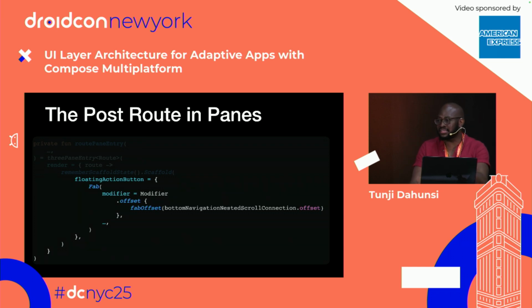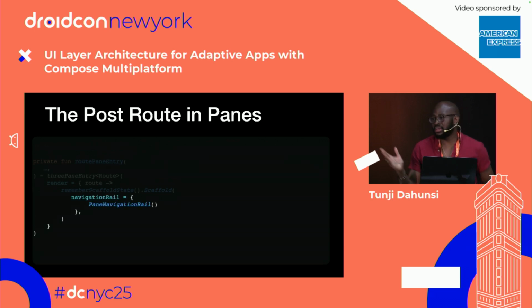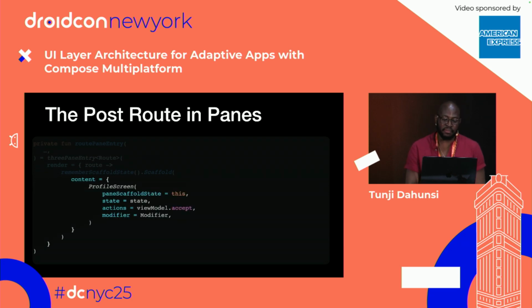But then notice that it takes an offset, and then the offset is just going to be the offset given to me from my nested scroll. You'll see why this is important in a minute. The navigation bar does also something similar. It takes an offset for the modifier, and then I pass in that nested scroll. The pane navigation rail doesn't need anything special, so I'm just going to keep it as it is. And then my profile screen looks like this. I give it my state, I give it the actions it can perform on the view model, it takes a modifier, but I'm also passing the pane scaffold state to it. I'll come back to that in a second.